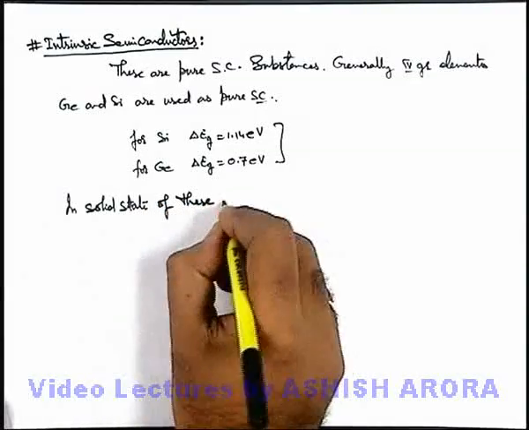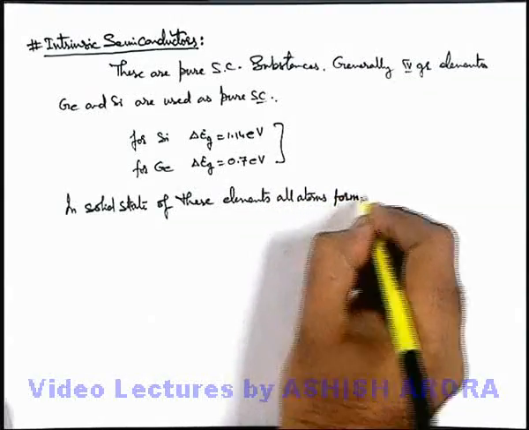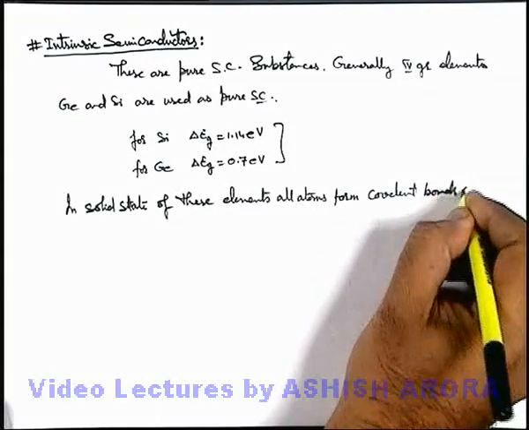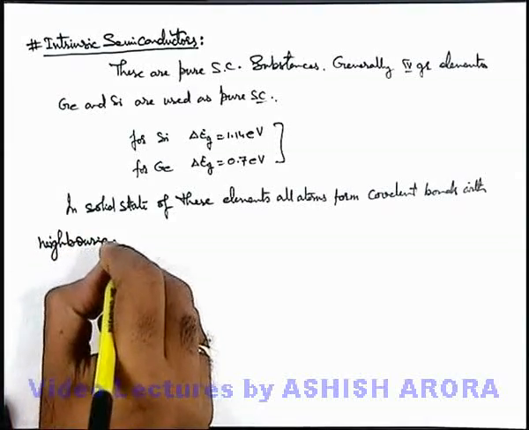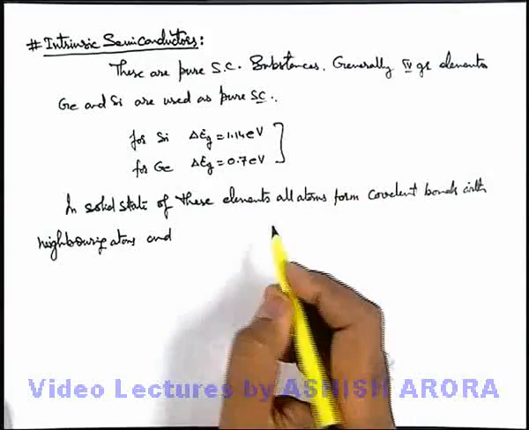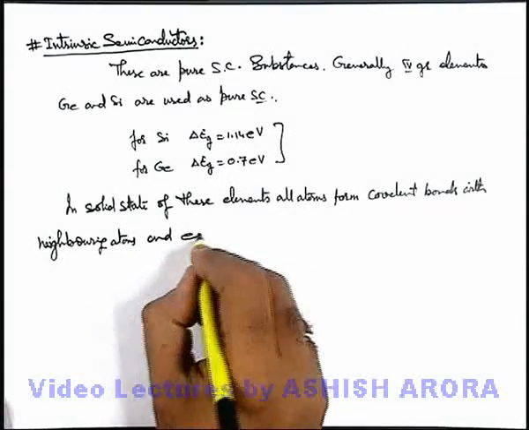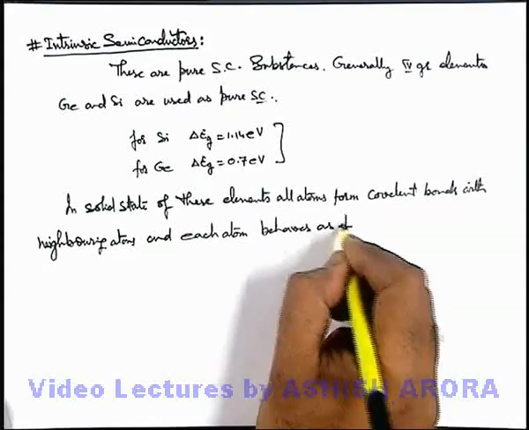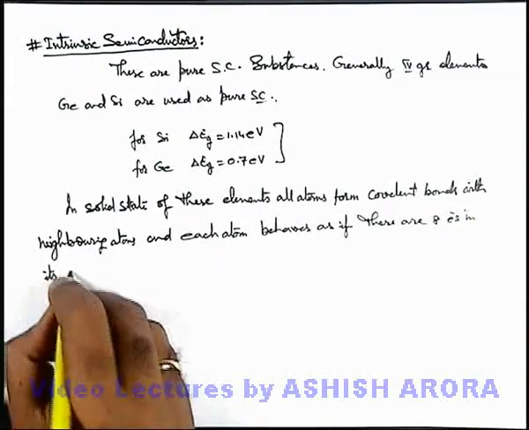We can also write that in solid state of these elements, all atoms form covalent bonds with the neighboring atoms, and as we know that fourth group elements are tetravalent atoms, so each atom will form 4 covalent bonds with the 4 neighboring atoms, and we can say each atom behaves as if there are 8 electrons in its valence shell.